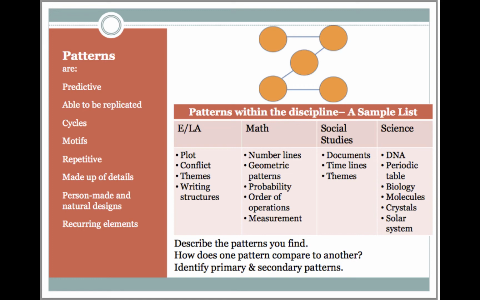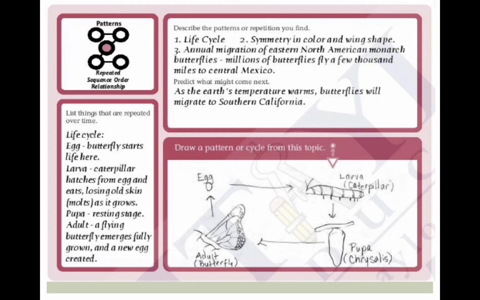So for this situation, the way that it would be manifested within the classroom, this would be for 2nd grade, and again, they're using the patterns icon. So it seems that their students are expected to sequence or kind of look at patterns within, it seems like, they're learning about the butterfly. So list things that are repeated over time. So we have here life cycle, larva, actually the life cycle of the butterfly.